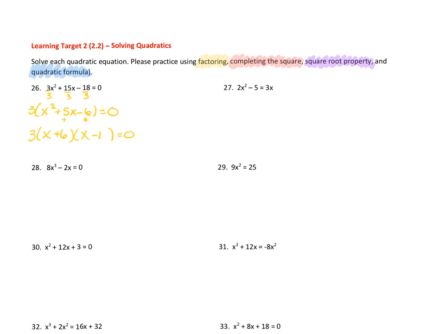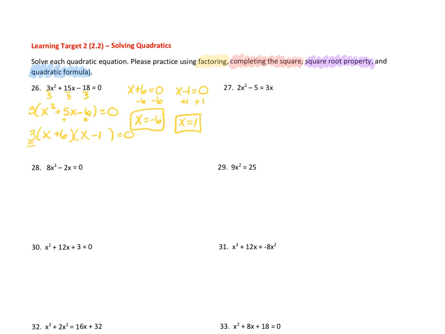Now, we've been working on factoring, but to solve, I need to make sure I set each of my factors equal to 0. I don't need to worry about the 3 because the 3 doesn't have a variable, so there's no solution for that part. If I solve, one of my solutions will be negative 6, and one of my solutions will be 1.